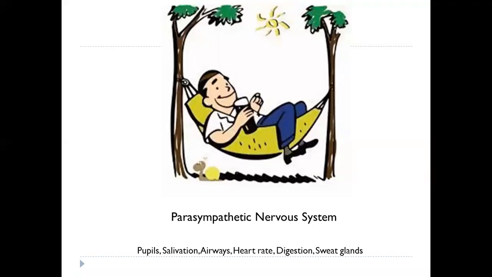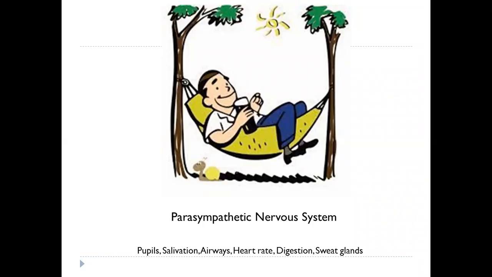So parasympathetic action will be right the opposite of sympathetic. Yes, so pupils will constrict, and then when you are having the food, salivation increases, and when you're resting, digestion will increase. And since the person is at rest, heart rate will decrease, airways will be constricted, and sweat glands are not active. The eccrine glands are not active. So these are the actions of the parasympathetic nervous system.